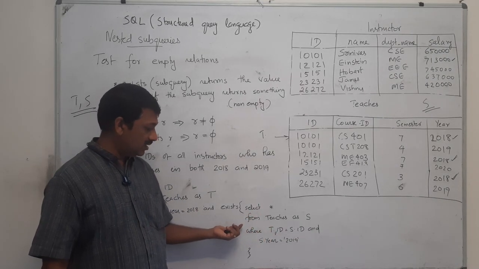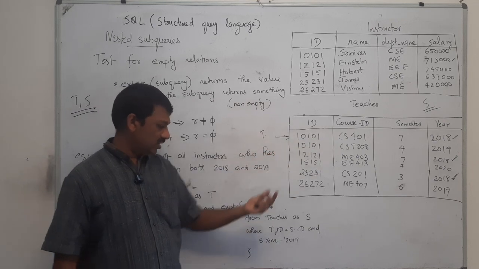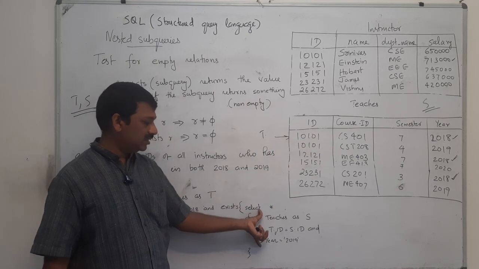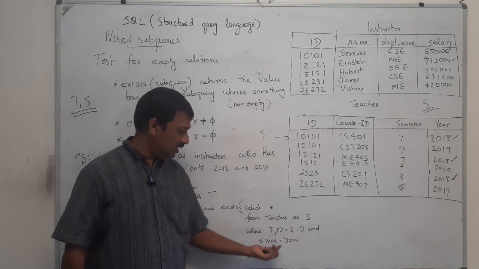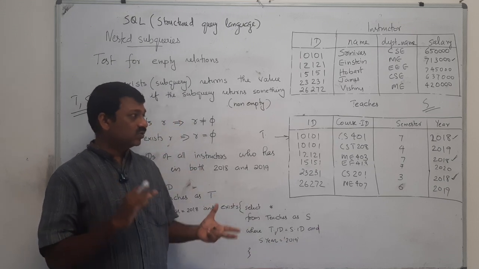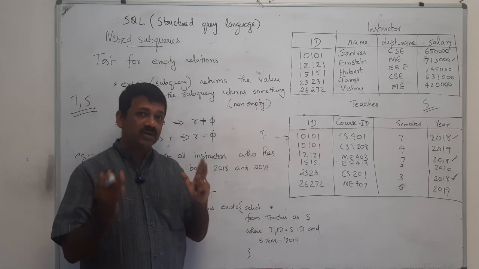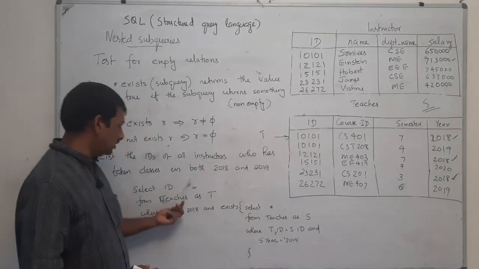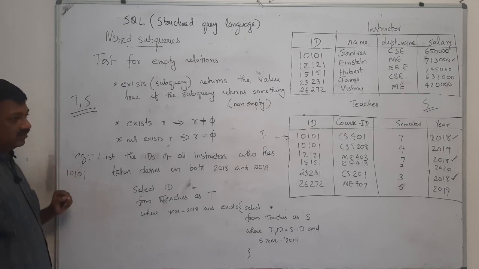That means when this ID is 10101, there is some other tuple where T dot ID is equal to S dot ID and S dot year is equal to 2019. That means year 2019 and the same ID, some tuple exists. In that case, that is selected, and 10101 is selected.